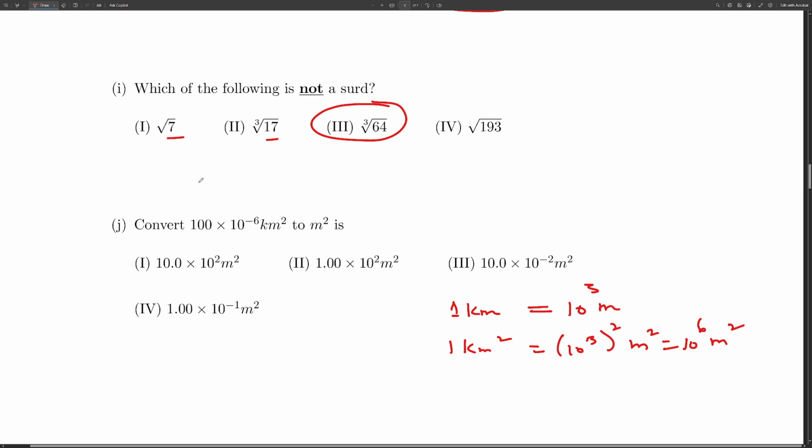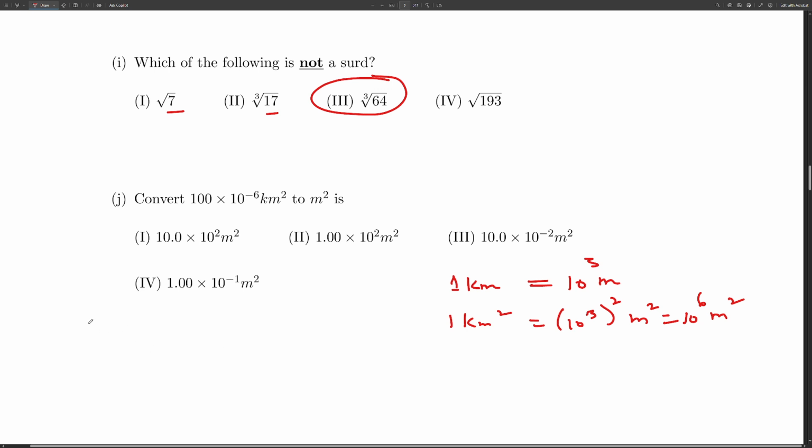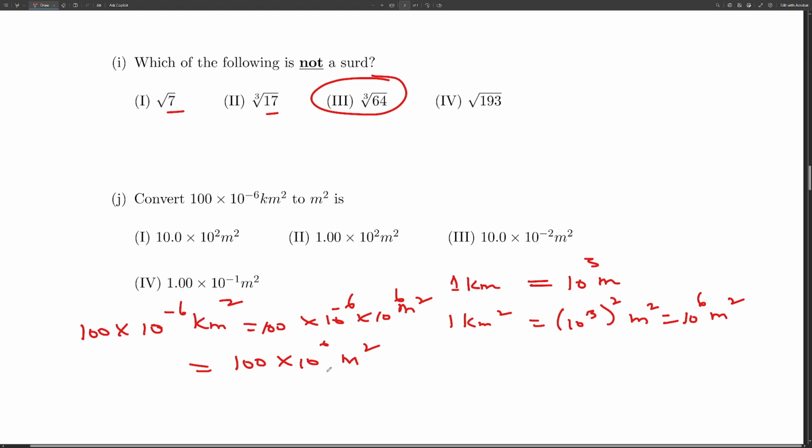Now I have to get 100 of those. So let me work it out here on the side. 100 by 10 to the power of negative 6 kilometers squared is equal to 100 by 10 to the power of negative 6 by 10 to the power of 6 meters squared. So negative 6 plus 6, that's 0. I'm going to get 100 by 10 to the power of 0 meters squared. Okay, but remember this has to be in scientific form. It's already by 10 to the something, but this is 0.